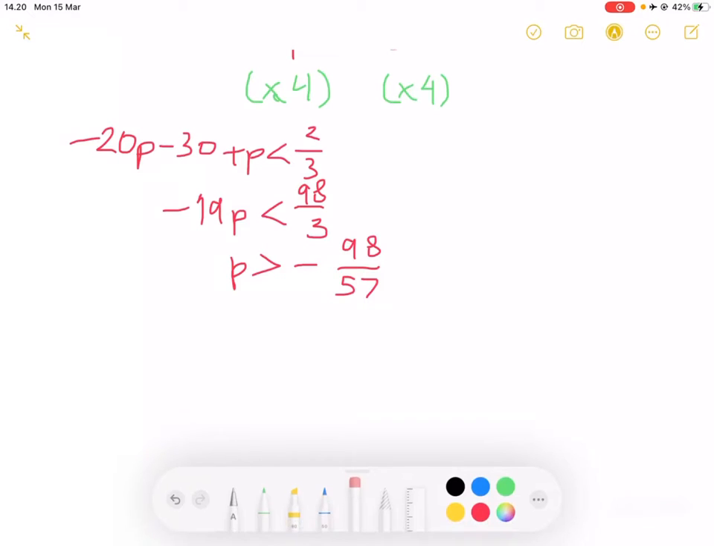And for the greatest or smallest integer, since this is a greater than sign, we need to find the smallest integer.